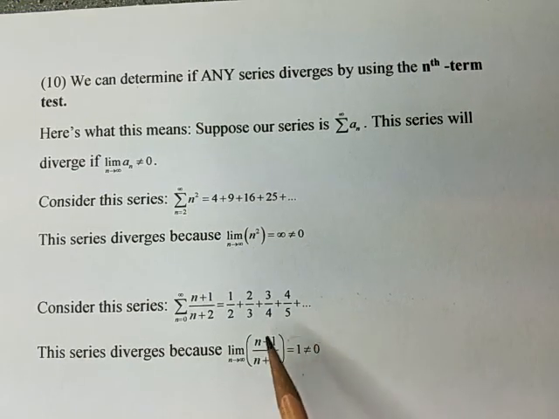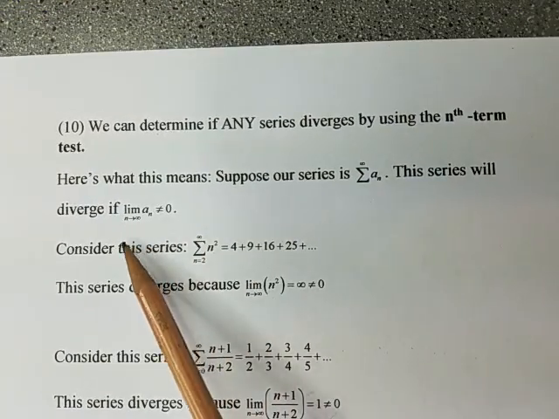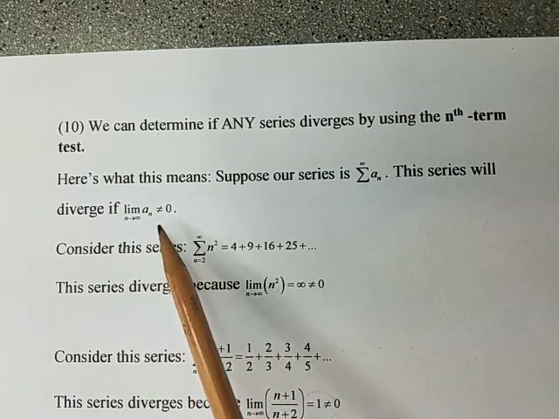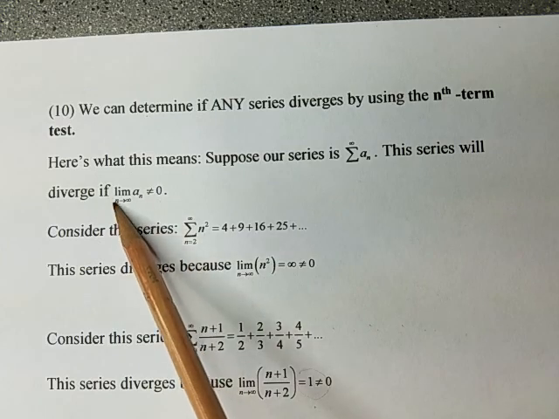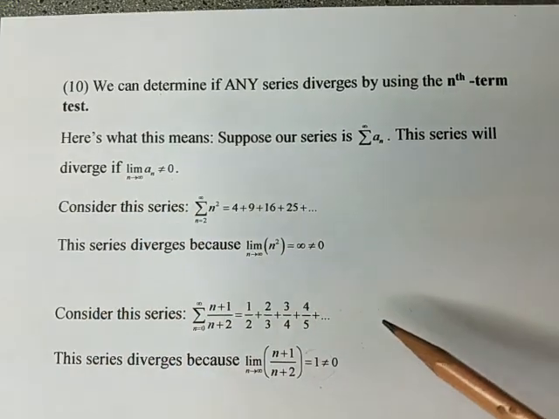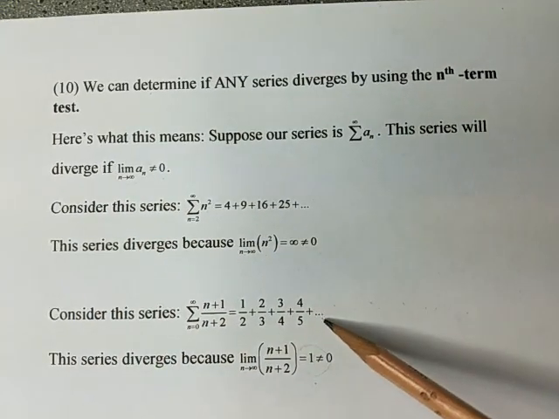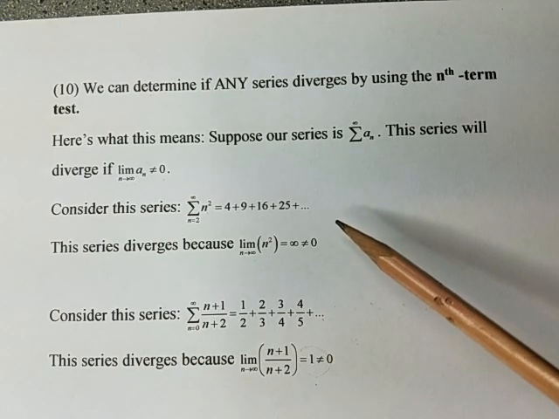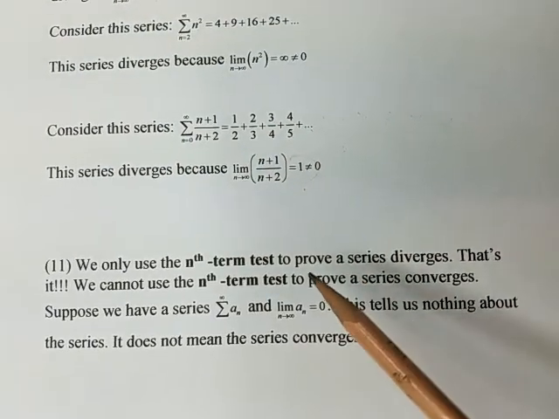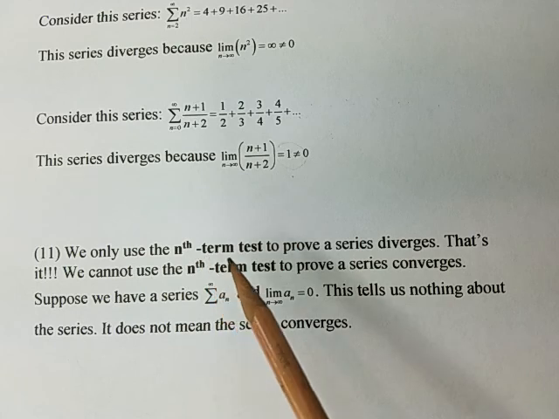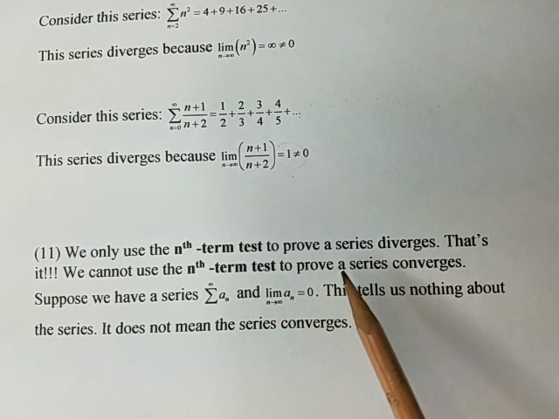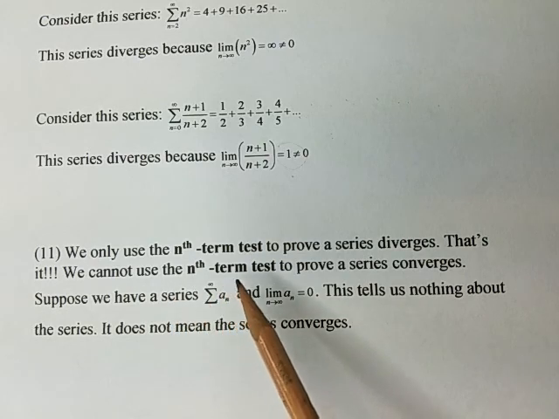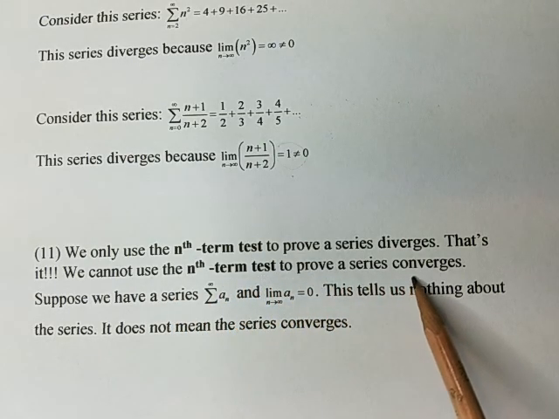So that's another way to see why, if the terms of the series don't vanish to 0, which is the case here and here, then the series will diverge. Okay? Now, we only use the nth term test to prove that a series diverges. That's it. That's all it can do.